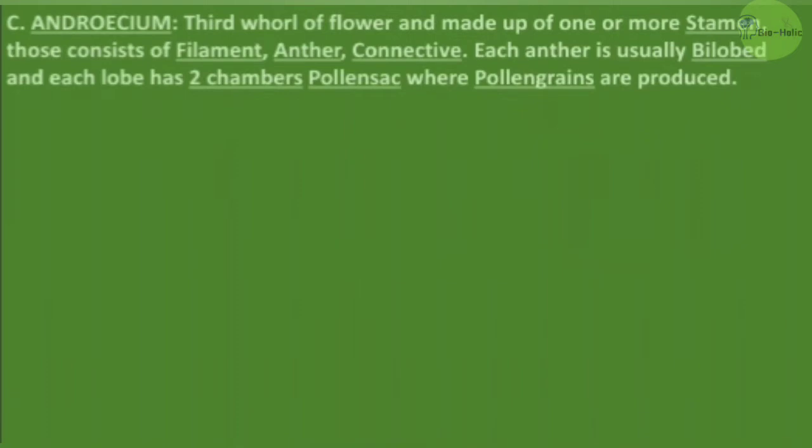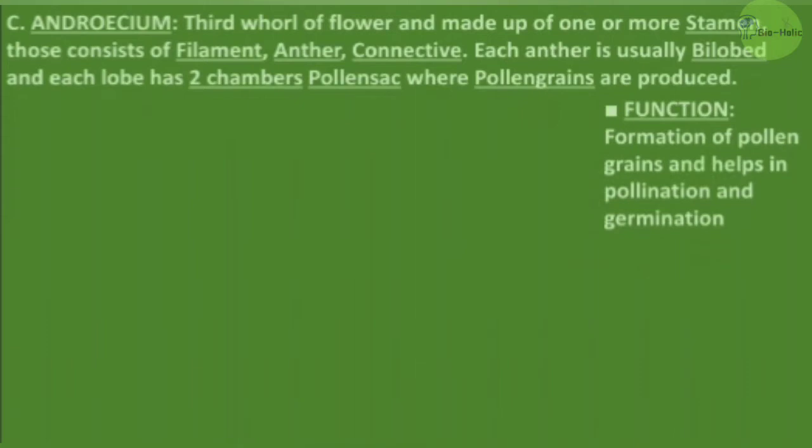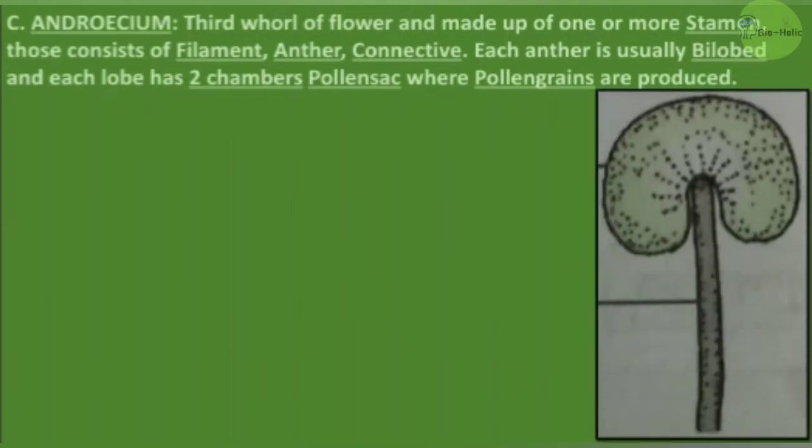Now the androecium, the third whorl of flower, made up of one or more stamens. Those contain filament, anther and connective. Each anther is usually bilobed and each lobe has two chambers of pollen sac where pollen grains are produced. The function is the formation of pollen grains and helps in pollination and germination. This is the androecium, the anther, the filament.